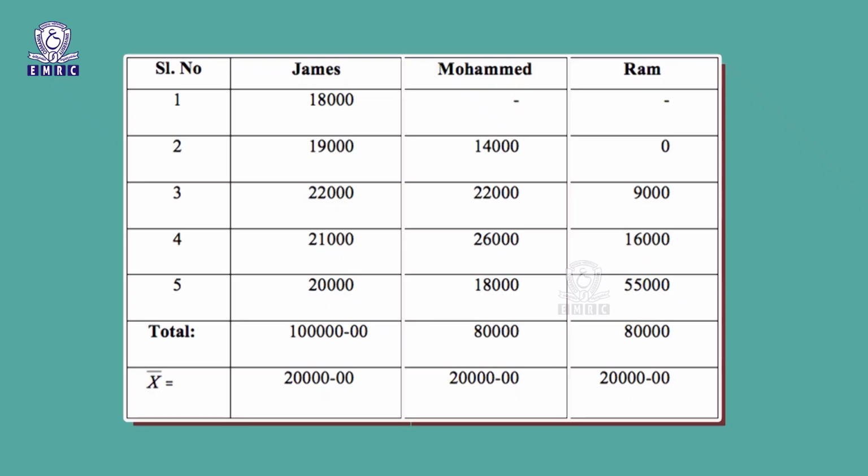From the data, we have observed that although the average is the same, there is a considerable difference in individuals' income. The average tells only one aspect of the distribution, that is the representative size of the values. To understand it better, one has to know the spread of values also. In James' family, the difference in income is comparatively lower. In Muhammad's family, the difference in incomes is higher, and in Ram's family, the difference is highest.